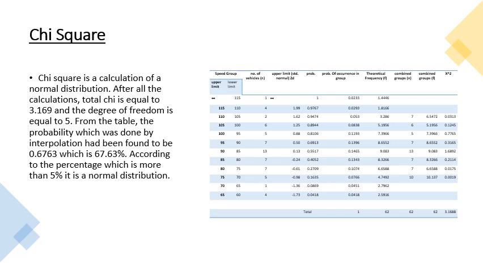And then lastly, you will find through the calculation the total chi-square is 3.169 and the degrees of freedom is equal to 5. From the table, the probability, which was done by interpolation, was found to be 0.6763, which is 67.63%. According to this percentage, which is more than 5%, it is a normal distribution.